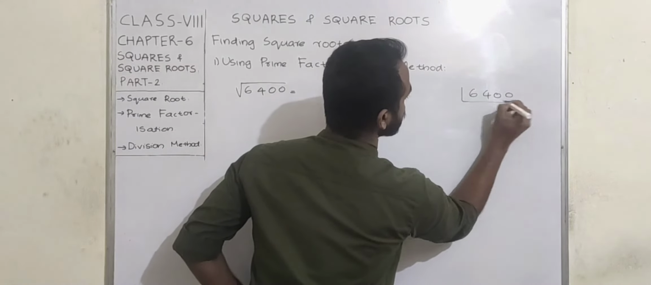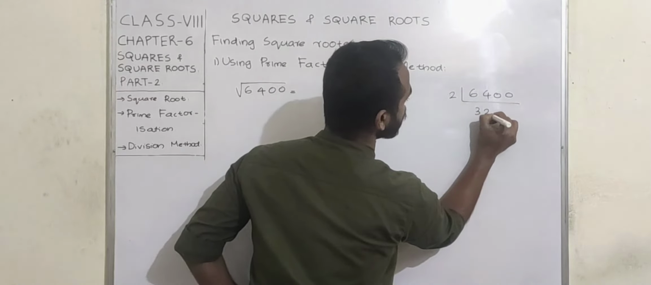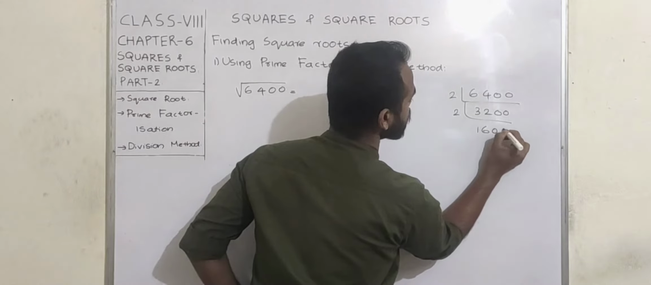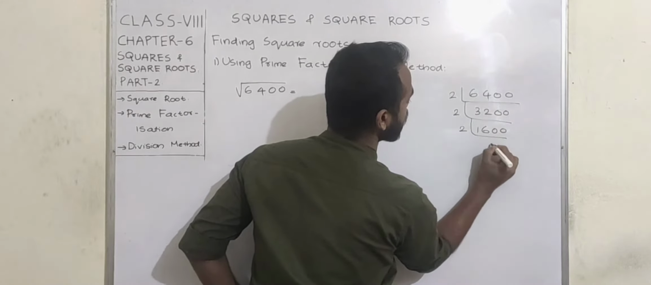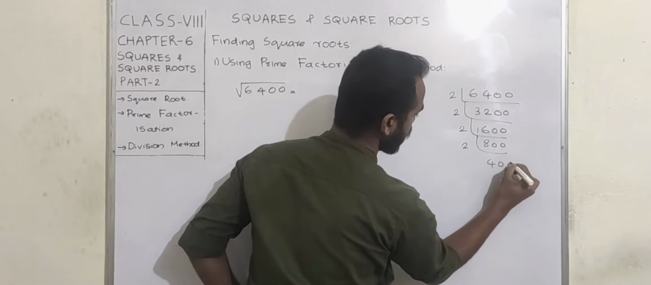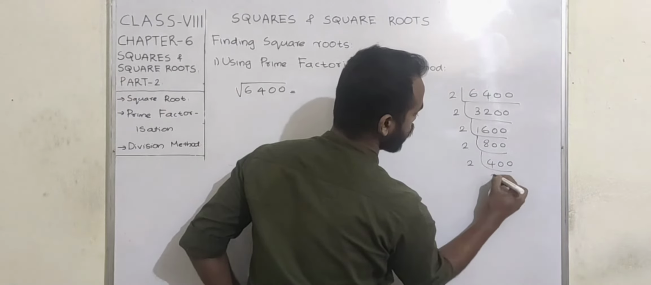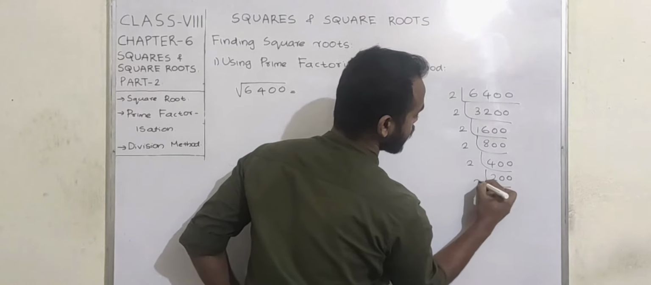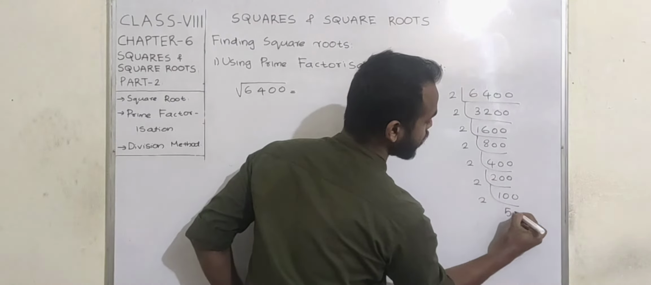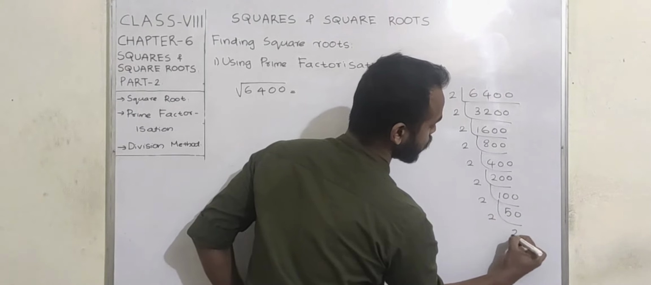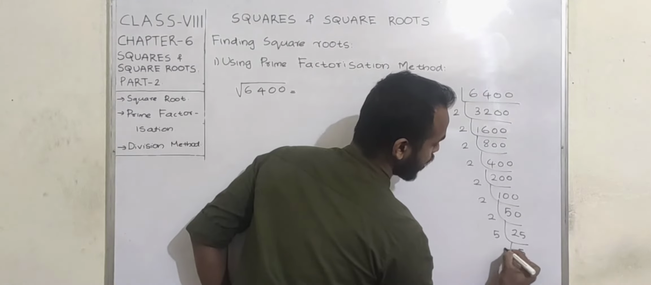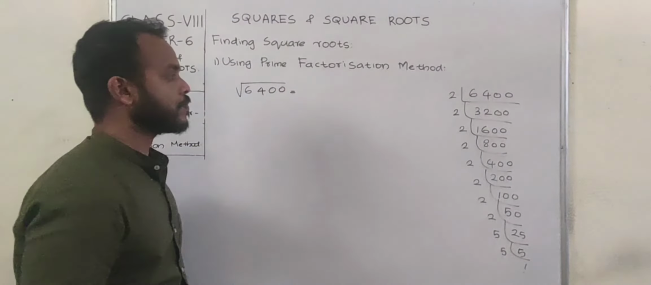6400 can be written as 3200 times 2. Again with 2, 1600. We will be able to solve further by 2 itself: 800, 400, then 200, then 100, still again 2, 50, 25, then 5 and 5. That will be the end.